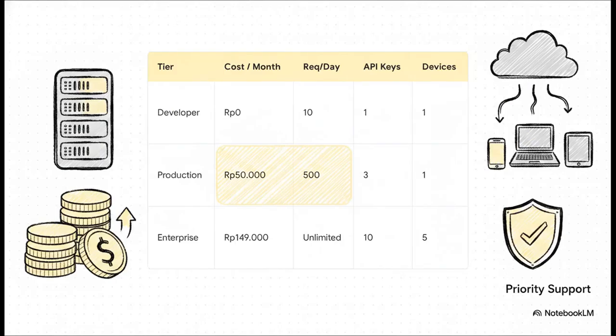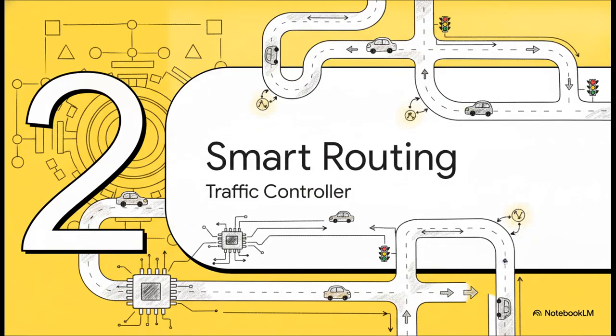But, okay, what does enterprise-grade infrastructure actually cost you? Well, the pricing here is kind of mind-blowing. Take a look at the production tier. It's only 50,000 rupiah per month. For that, you get 500 requests a day, 3 API keys, and priority support. If you're managing an IT budget, this is the dream. It's completely predictable, totally transparent pricing with absolutely zero hidden fees. You're getting the robust reliability of a premium service, but at a price point that makes scaling up an absolute no-brainer.